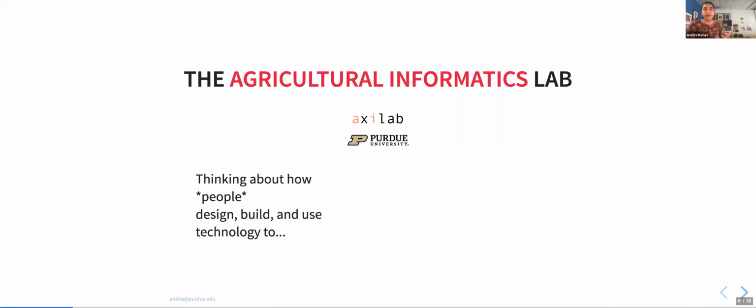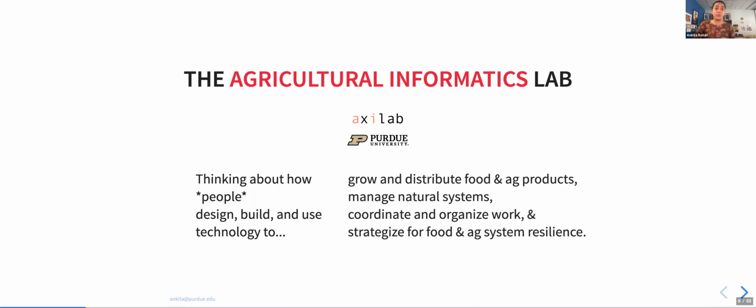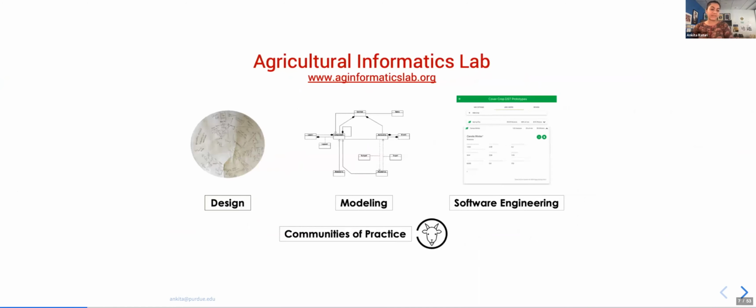So in my lab here at Purdue, I run the agricultural informatics lab. What we really do is think about how people design, build, and use technology to do a range of things in food and agriculture, whether it's growing and distributing food and ag products, or managing natural systems, or even doing things like strategizing for food and ag system resilience. But again, I'm going to really try and keep this a little bit focused on some of the use cases that I thought you might be interested in the most in your department.